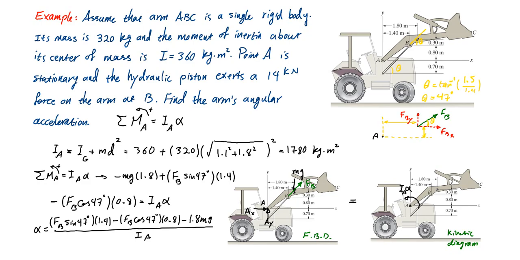We know what IA is. We know what FB is, 14 kilonewton. We know what m is, 320 kilogram. G is the acceleration of gravity. Plug them in and you can find alpha. So alpha becomes 0.587 rad per second squared. There goes the alpha we were looking for, the angular acceleration of this arm.